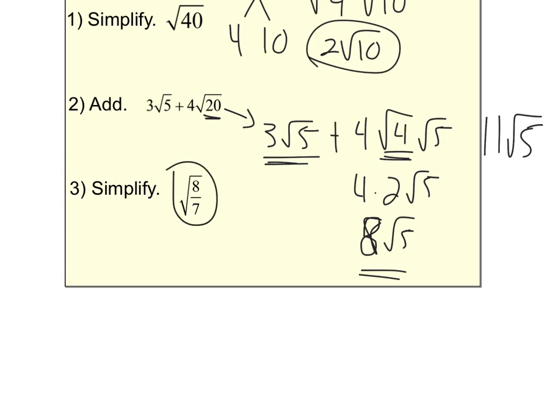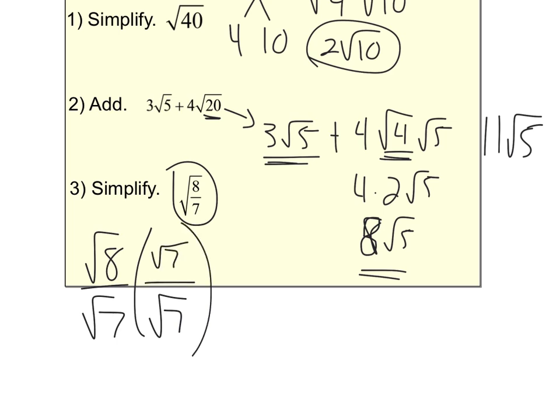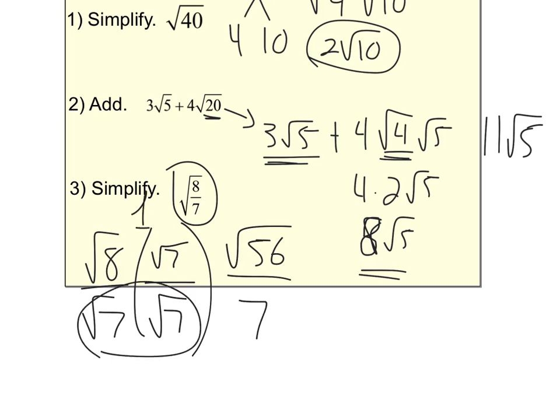So for 8 over 7, that becomes square root of 8 over square root of 7. So I want to multiply top and bottom by square root of 7. Square root of 56 over 7. All right, this is multiplying by 1. Okay, so there's my answer.